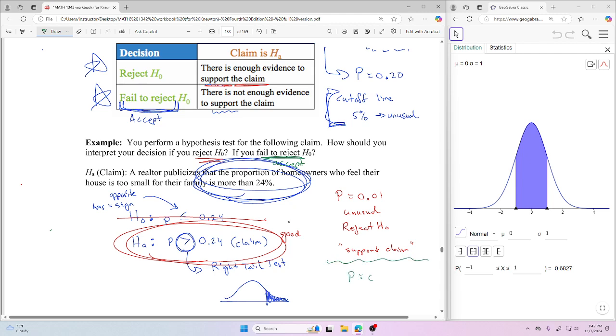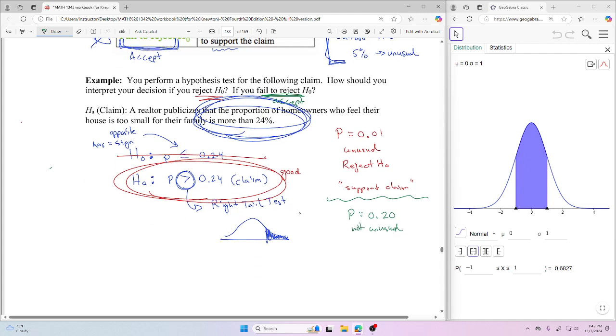Let's say that I got a p-value of 0.20. And again, that's not unusual. Not unusual. I'll let it slide this time. Seems fine enough for now. And therefore, I'm going to not reject H naught. I'm going to fail to reject. That's the key words. Fail to reject H naught. And again, that means accept.